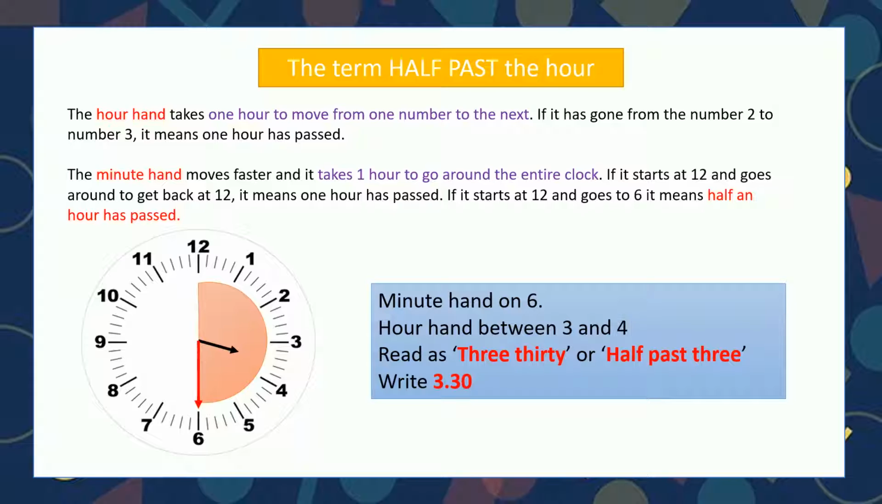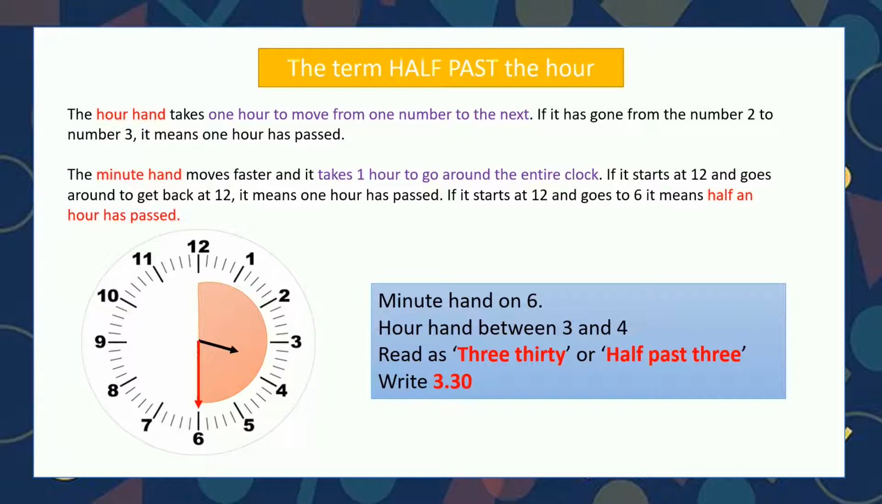The term half past the hour. The hour hand takes 1 hour to move from one number to the next. If it has gone from the number 2 to number 3, then it means 1 hour has passed. The minute hand moves faster and it takes 1 hour to go around the entire clock. If it starts at 12 and goes around to get back at 12, then it means 1 hour has passed. If it starts at 12 and goes to 6, it means half an hour has passed.